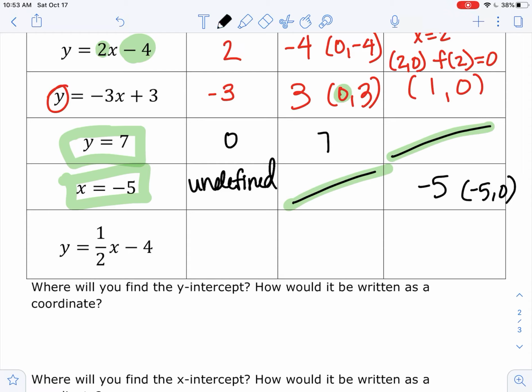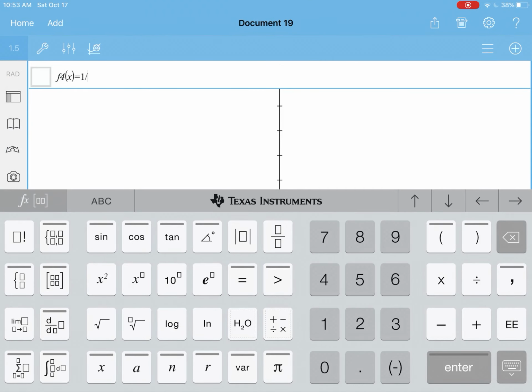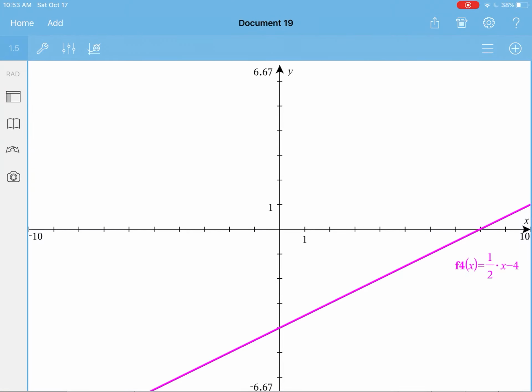Last but not least, we have our y equals 1/2 x minus 4. So our slope is going to be the number in front of our x, which is 1/2. Our y-intercept is going to be the number after that all by itself. So it's going to be over 0, down 4. And again, we can put that in our calculator. So 1/2 x minus 4.